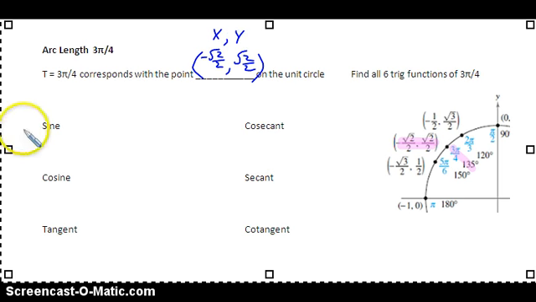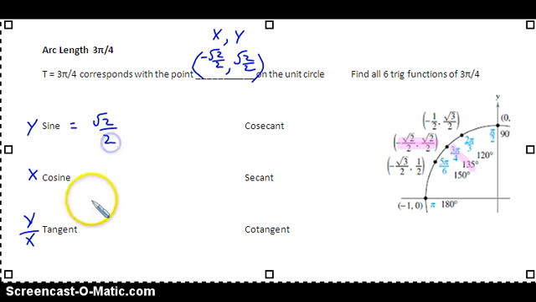So if we write our formulas down again, and we plug them in, the sine value, again, was the y value, so square root of 2 over 2. Cosine would be the x value, negative square root of 2 over 2. So those are the pretty easy ones to do.